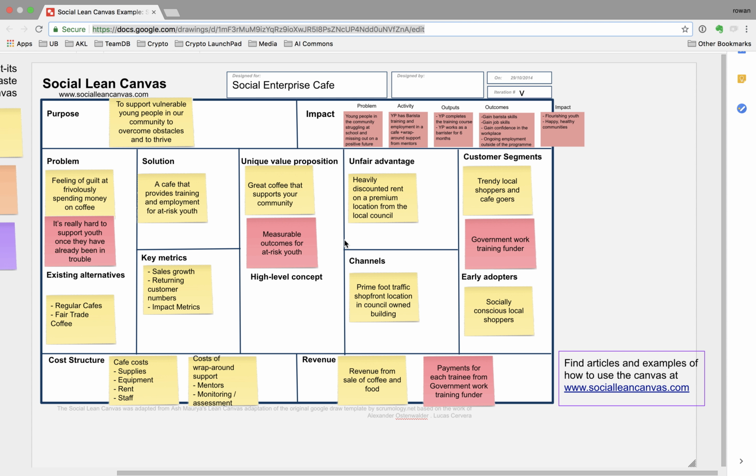So this is a Google drawing template. It's just in Google Docs, and we can use this to fill out the canvas as if it was on paper, which is useful if you want to share it with others and collaborate online. You can find a link to this on the sociallinkcanvas.com website if you want to use this digital version.